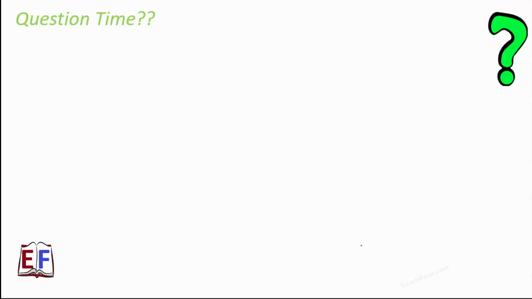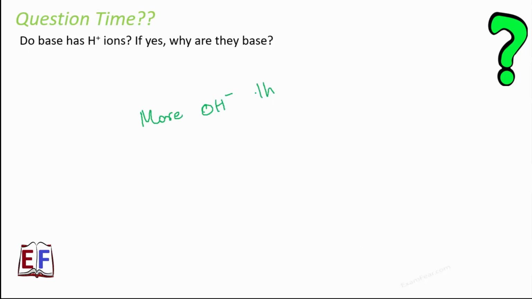So question time again. Do you think that a base has hydrogen ions? If yes, why are they bases? Now, obviously bases have hydrogen ions. They are bases because they have more hydroxide ions than hydrogen ions. In a similar way, why are acids acids? Because they have an excess of hydrogen ions. That doesn't mean that they do not have hydroxide ions. They do have hydroxide ions, but they have hydrogen ions in excess. Similarly, in case of bases, they have hydroxide ions in excess.